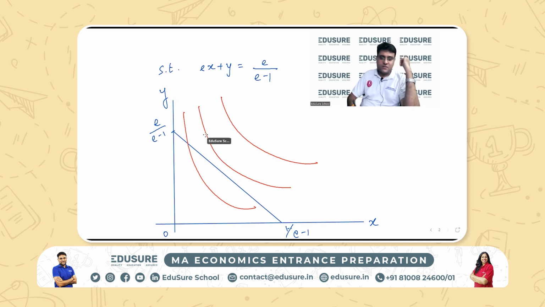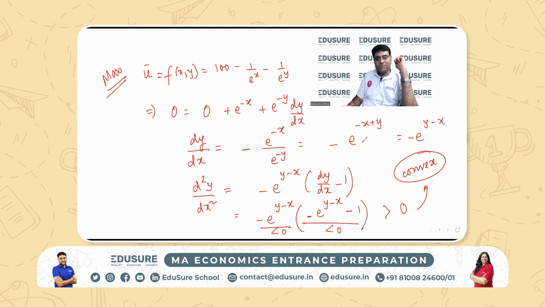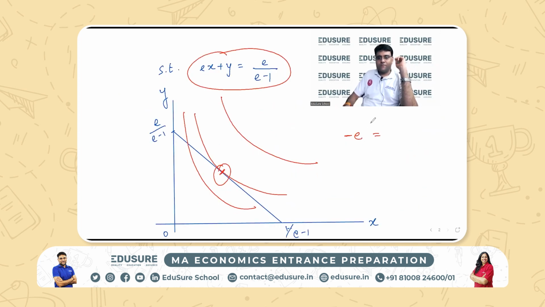Now, if I have to maximize this, it's very clear. What do I need to do? I need to find out the tangency solution. That is, I need to equate the slope of the level curve with the slope of this constraint. So it's like maximizing a utility function subject to a budget constraint. This is the budget constraint, that is the utility function. I compare the two slopes. The slope of the budget line, or the slope of the constraint, is minus e. And the slope of this, we have already found out, is basically minus e to the power y minus x. It becomes plus. And what do I get? I basically get that y minus x is equal to 1, or y is equal to x plus 1.